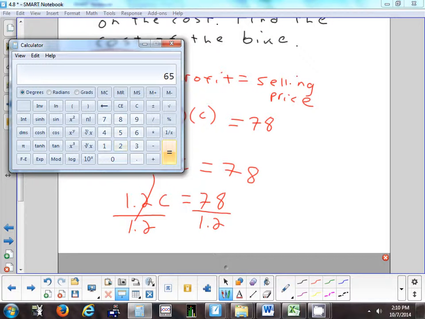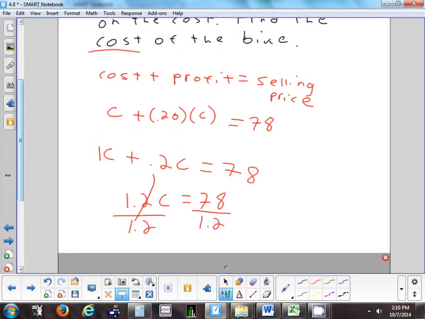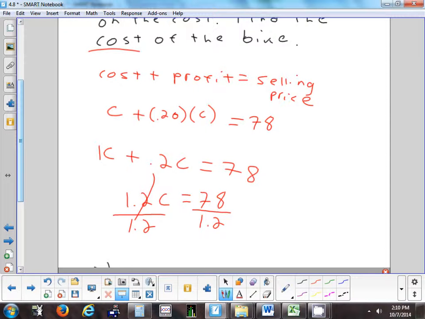65. And what's that again? That's C. What was C? Cost. Yep, and that's in dollars. So that means if this person selling the bicycle buys it from the manufacturer at $65, and sells it in their store for $78, they're making a 20% profit when you go to the store and buy it.